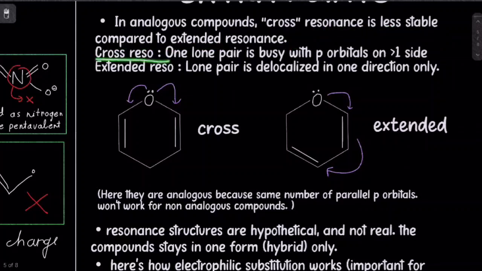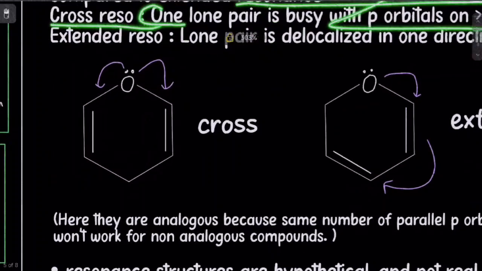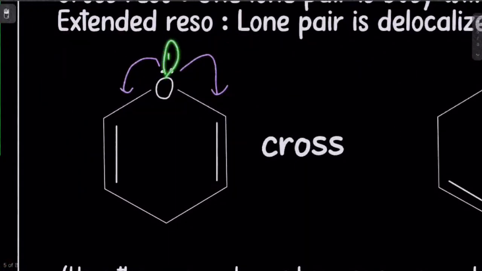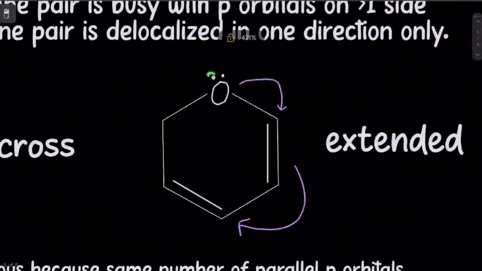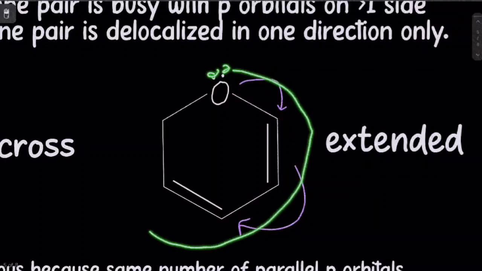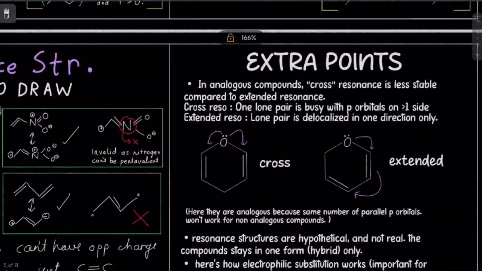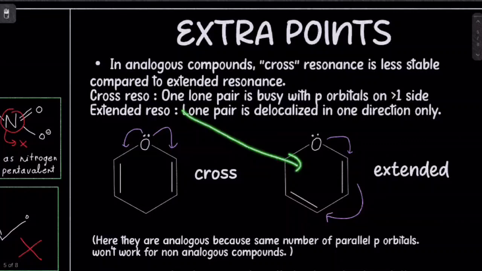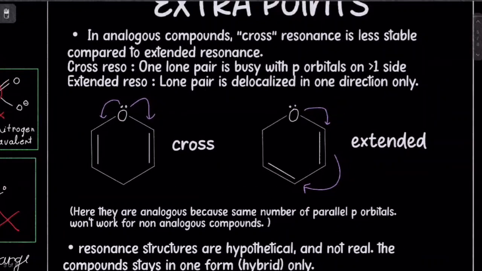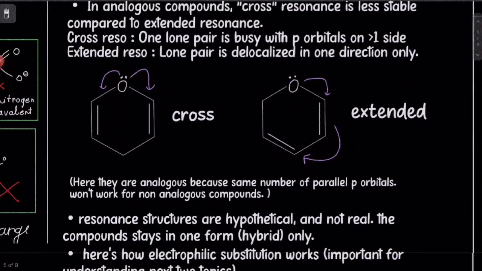Listen, cross resonance is when one lone pair is busy with p orbitals on more than one side. For example, say this lone pair has two ways to conjugate, the left double bond or the right double bond. But the one on the right side has only one way and it can conjugate all the way to here. Okay. So this is extended resonance and this is cross resonance. So in analogous compounds, the cross resonance is less stable. I think that's easy to understand.